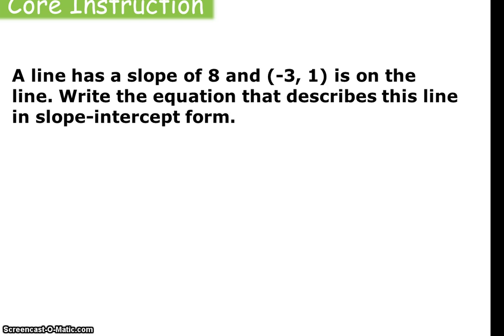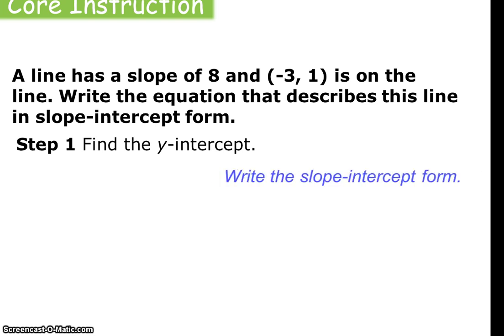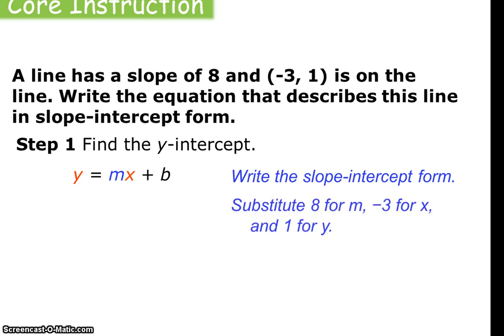And let's see, a line has a slope of 8 and the point negative 3, 1 is on the line. We're going to write an equation. So this is when we go back to the slope-intercept form and find the y-intercept. I'm going to plug in what I know, the slope, and an x and y. In this case, x is negative 3 and y is 1. Plug those into the formula, and then I can solve for b.